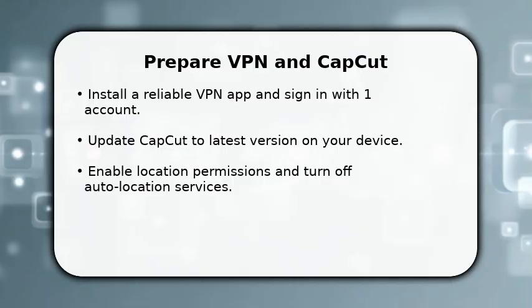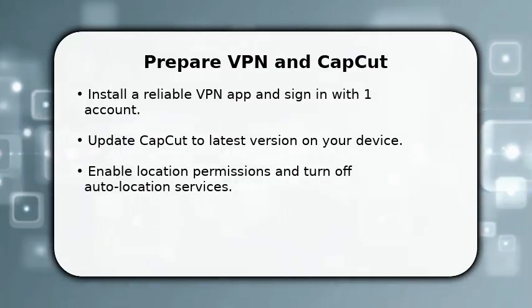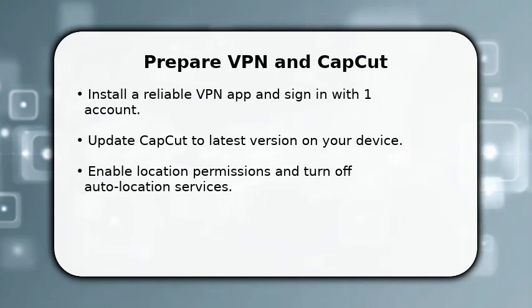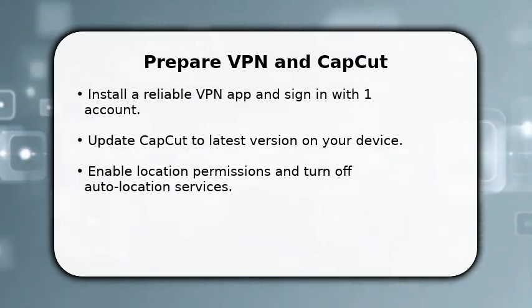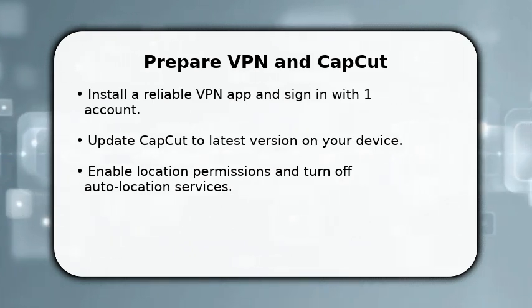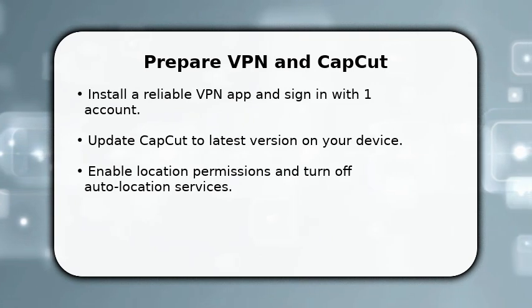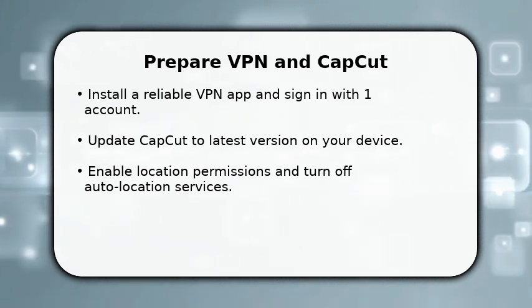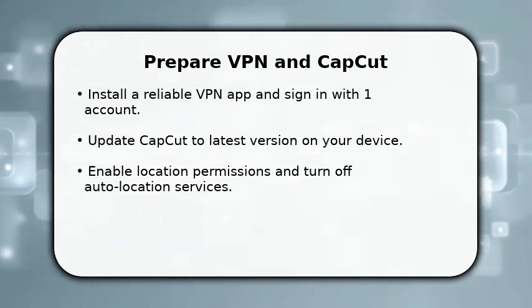You start by preparing the tools. Install and sign into a reputable VPN, then update Capcut so features match region changes. Once done, make sure device location and system-level VPN permission are enabled. This lets Capcut detect the new IP.